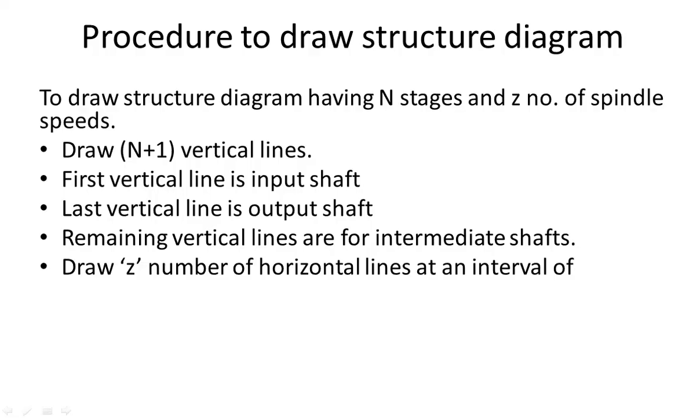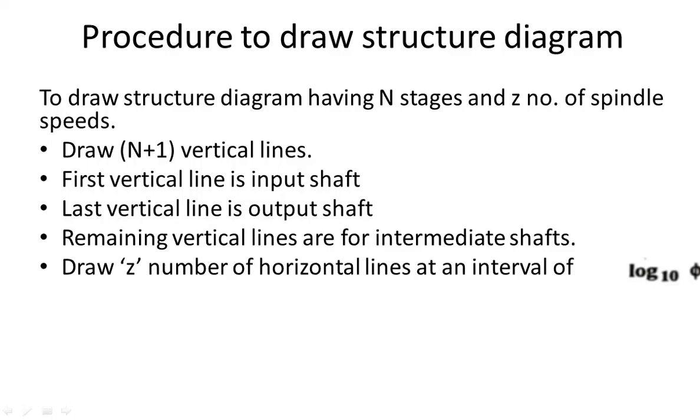Then you should draw the z number of horizontal lines at an interval of log phi. Suppose there is a 6 speed gearbox, then from the bottom you are going to start naming them n1, n2, n3, n4, n5, n6. Then the gap between the n1 line and the n2 line should be log phi. Gap between the n2 line and the n3 line should be log phi, and phi is nothing but the geometric progression ratio.